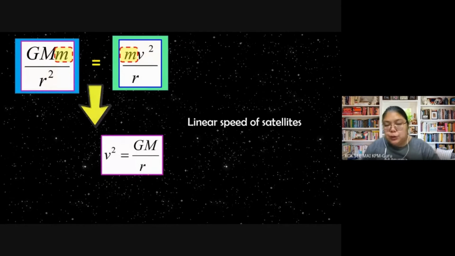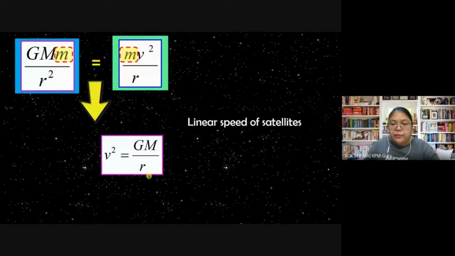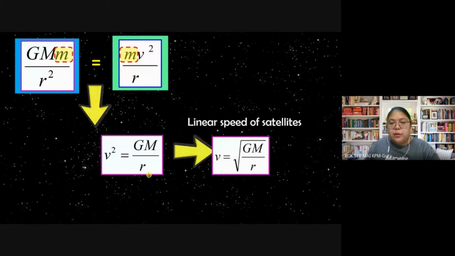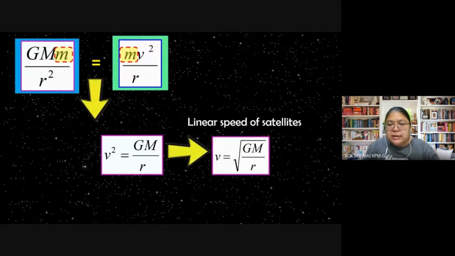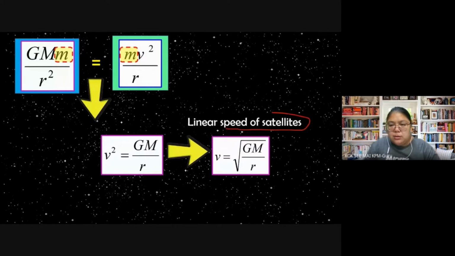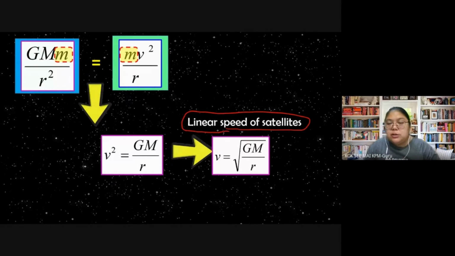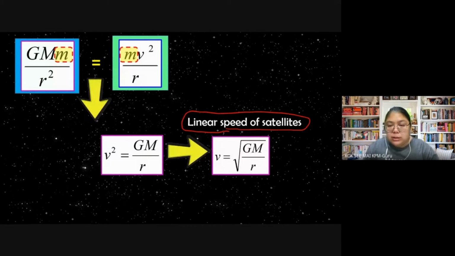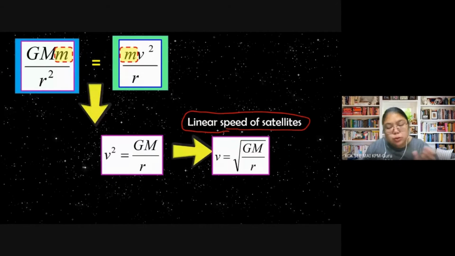So just now I showed you how to create the linear speed formula. The linear speed formula is like this. Normally we're talking about the satellite, because the one moving is the satellite, not the Earth or the Sun moving.